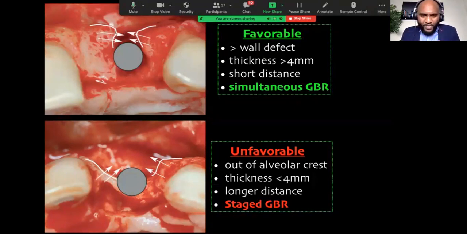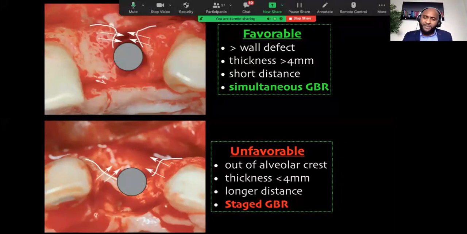And in my opinion, the minute you internalize these two pictures, then you will not have difficulties deciding whether to place an implant and graft, or graft after a period of bone regeneration.